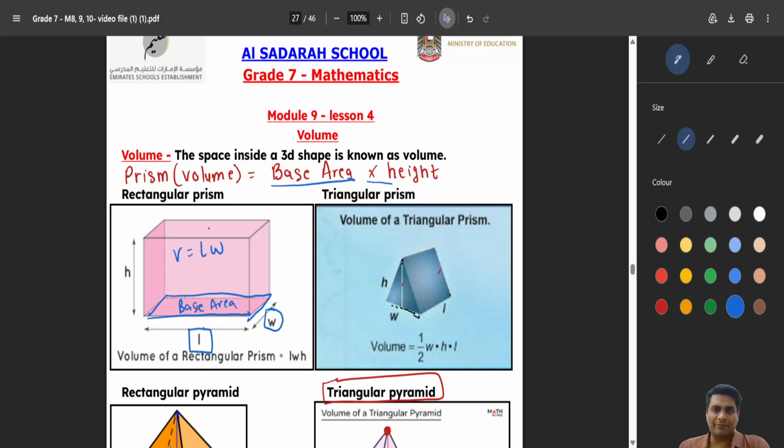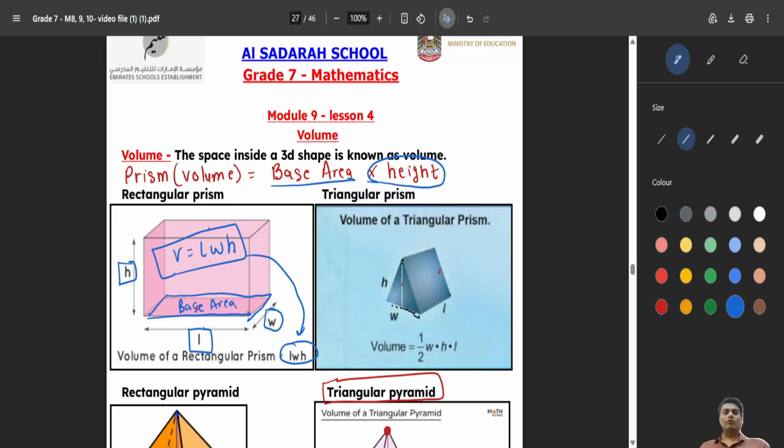I have to multiply the base area with the height. What is the height of my prism? H. So let me multiply it with the H. This will give me the volume. Correct or no? See, it is the same. Length times width times height.